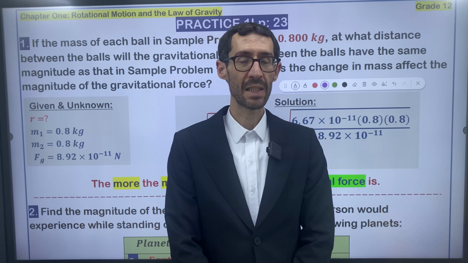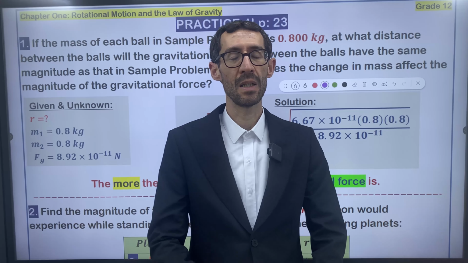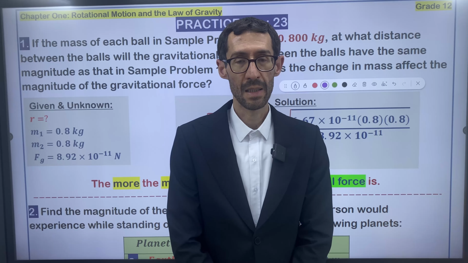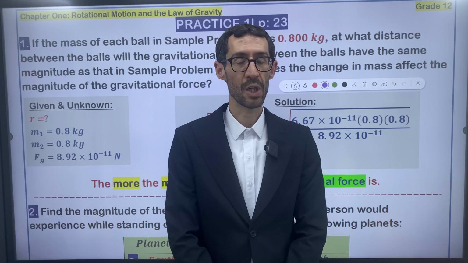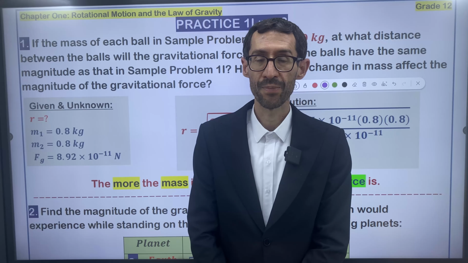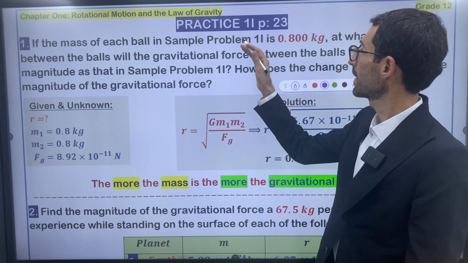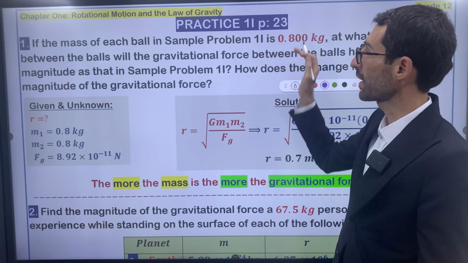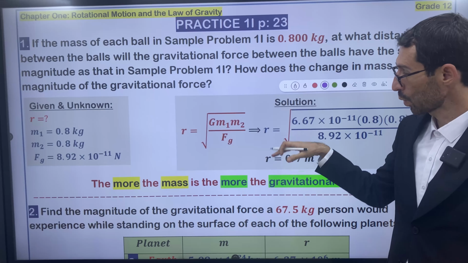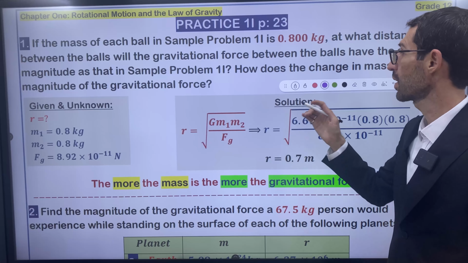Actually, in the previous lesson, I solved the sample problem for you related to the gravitational force, related to the universal law of gravitational force. Today, I'm going to solve practice 1I, page 23. This practice includes two questions. Let's solve them together. Question number 1.